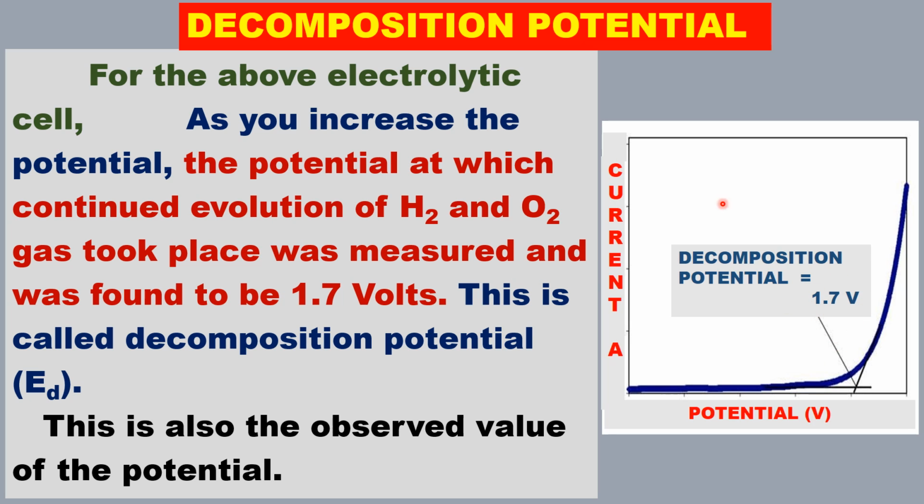This is for electrolysis of sulfuric acid. If you take silver chloride, silver nitrate, then it is called deposition potential. This is also called the deposition potential, or the experimental value of the potential, or observed value of the potential, or actual value of the potential.